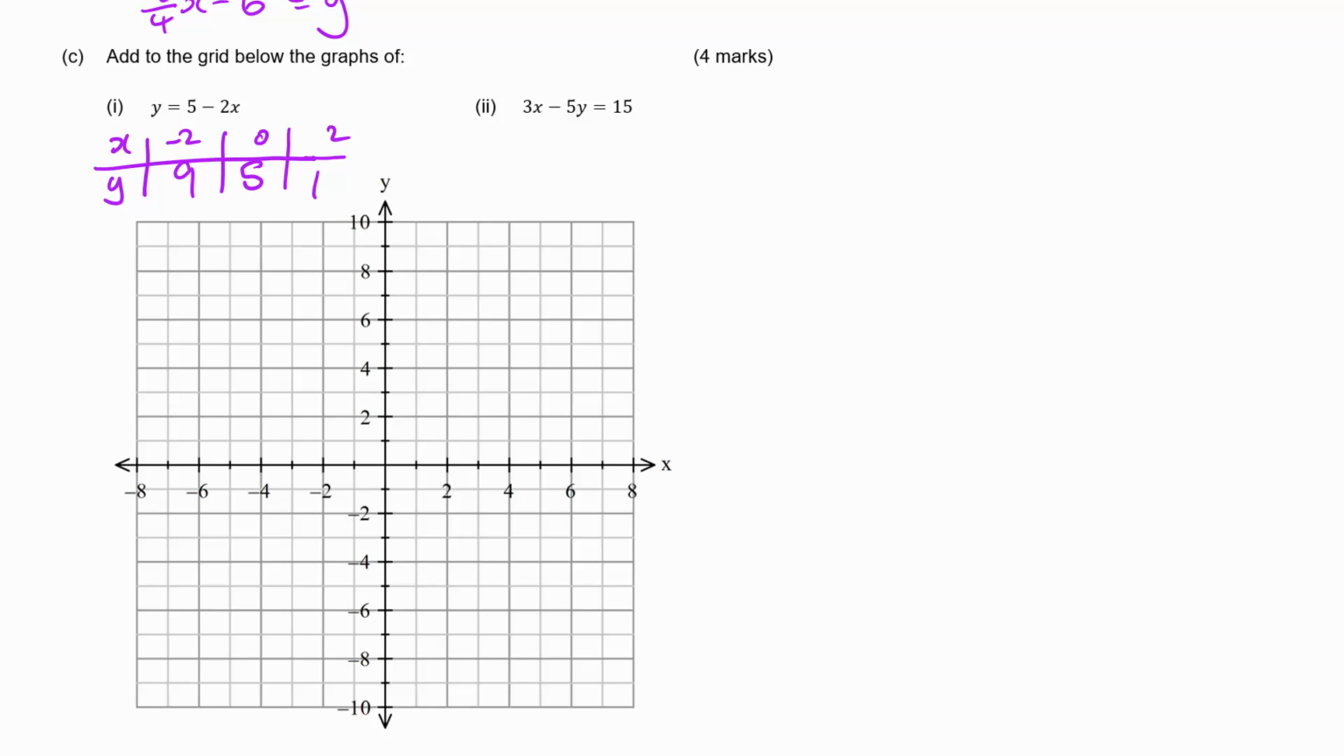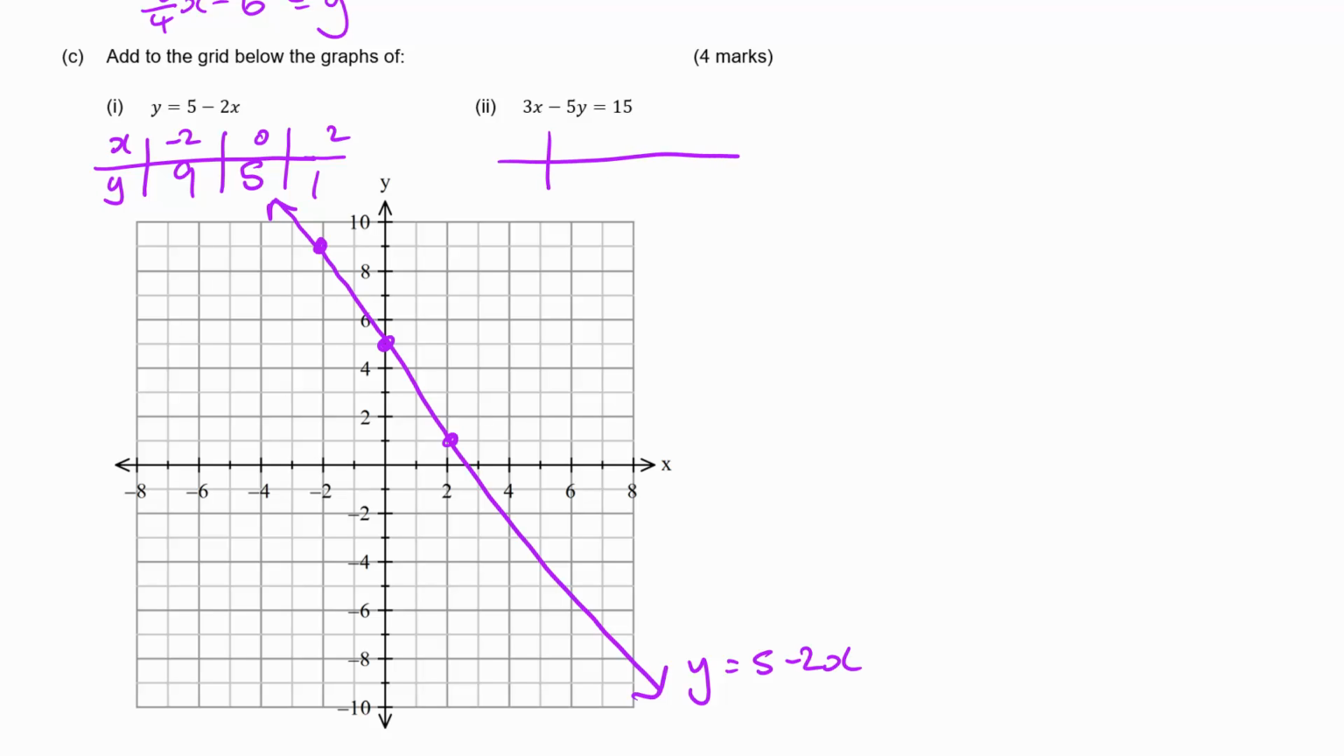So I've got (-2, 9), which is just there, (0, 5), which is there, and (2, 1). And you should use a ruler. I'm not going to spend the time doing that when I'm drawing it on here. I'm just going to put the line there. And of course, you should label.